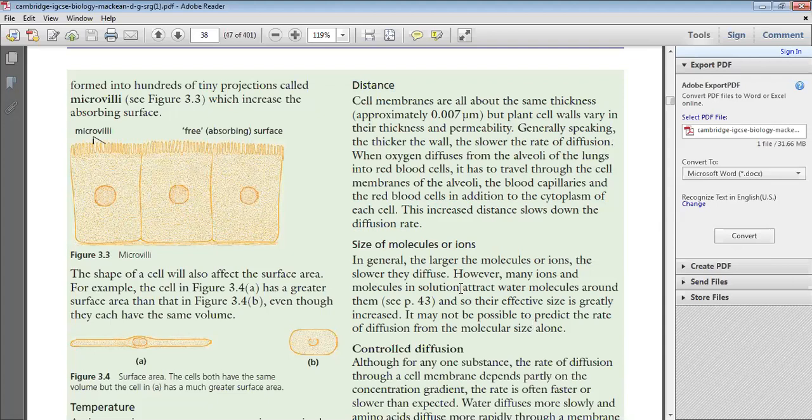In the same manner, consider the size of the molecules or ions. In general, the larger the molecule or ion, the slower it diffuses. However, many ions and molecules in solution attract water molecules around them, and so their effective size is greatly increased. It may not be possible to predict the rate of diffusion from molecular size alone. It means you cannot say that only one factor is involved.